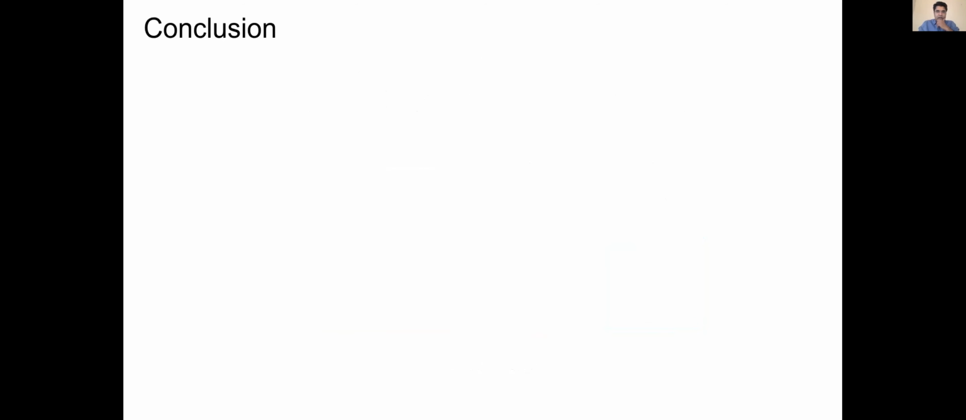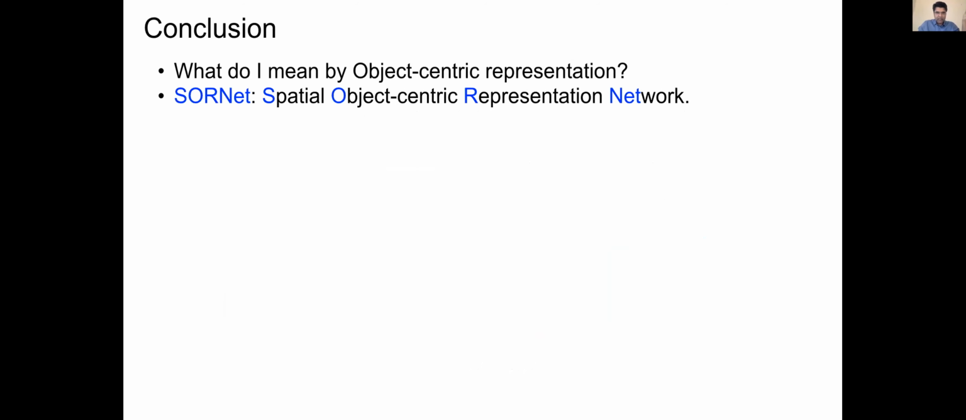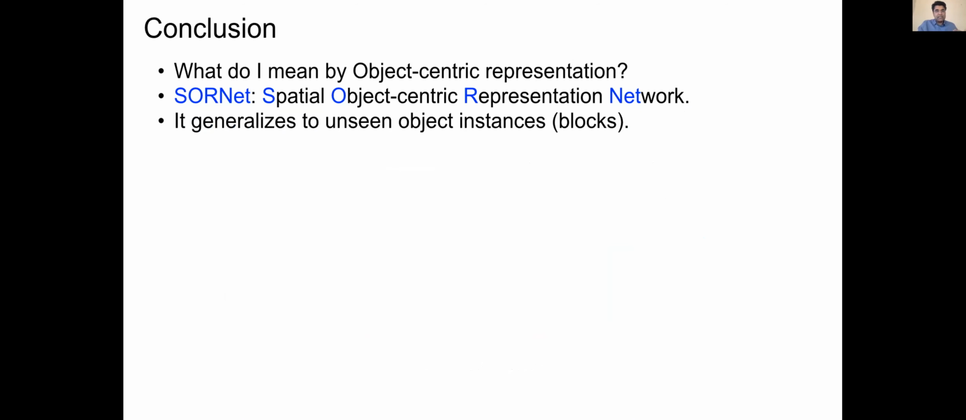So in conclusion, what I spoke about in the past 15 minutes or so is what I mean by object-centric representation in the context of robot manipulation, especially long horizon manipulation tasks. And I spoke about a specific instance of the approach, which is SORNet, the spatial object-centric representation network. What we are able to show is that it generalizes to unseen object instances, specifically blocks in the robot setting, as well as instances that are different shapes in the Clever Cogent T dataset.